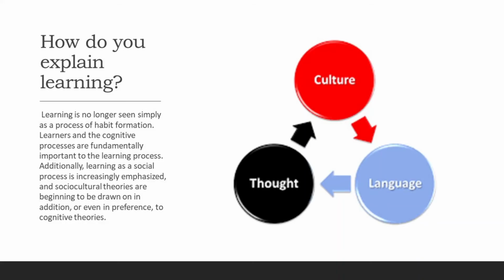How do you explain language learning? Learning is no longer seen simply as a process of habit formation. Learners and their cognitive processes are fundamentally important to the learning process. Additionally, learning as a social process is increasingly emphasized, and socio-cultural theories are beginning to be drawn on in addition, or even in preference, to cognitive theories.